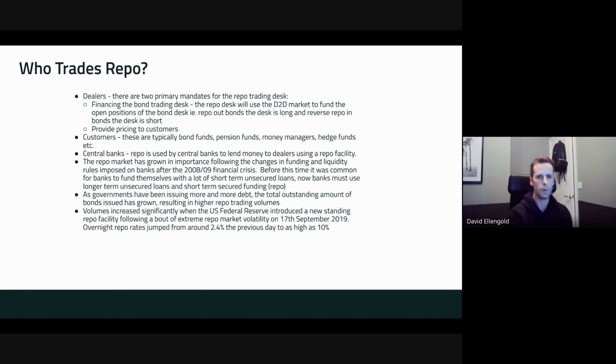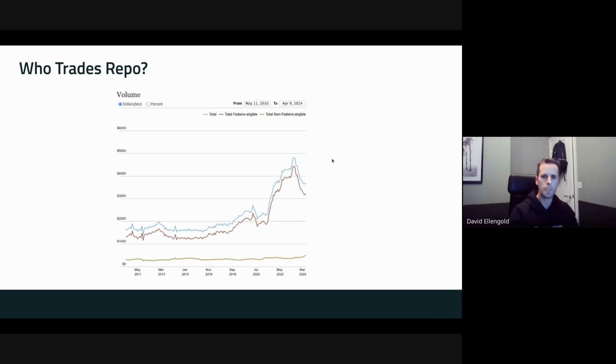So on that day, their overnight repo rate was like 2.4% the previous day, and it went up as high as 10%, which was pretty crazy. The market just completely fell apart. So the Fed stepped in and hasn't really stopped since then.